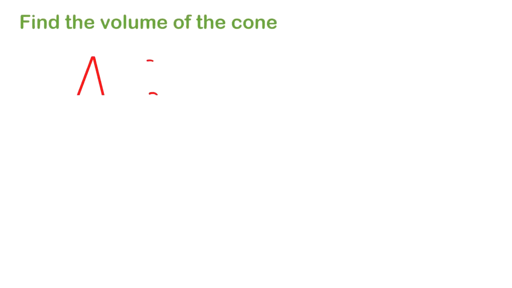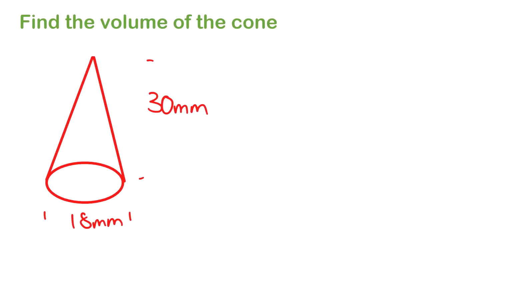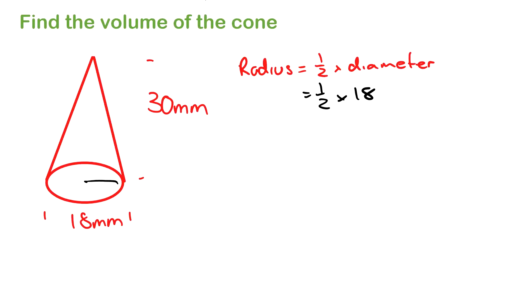The next thing we're looking at is the volume of this cone here, and we do the same kind of thing. The first step we need is our radius because we've been given our diameter. Now remember, radius is half times the diameter. So what we get is 1/2 times 18, which is 9 millimeters. So our radius is 9 millimeters.